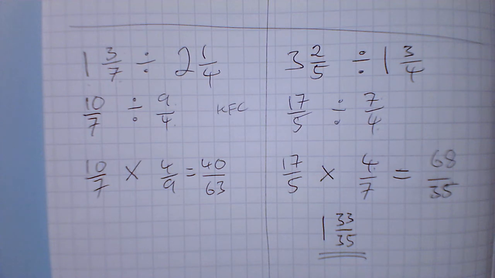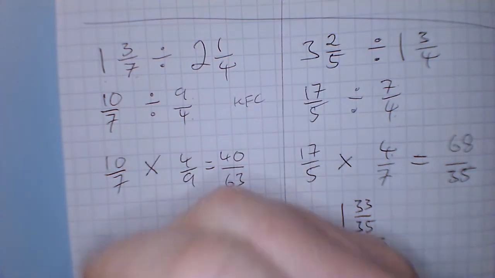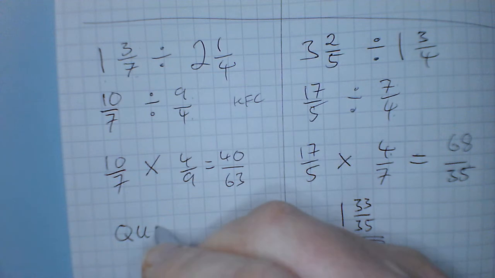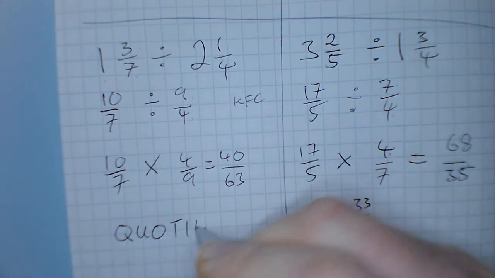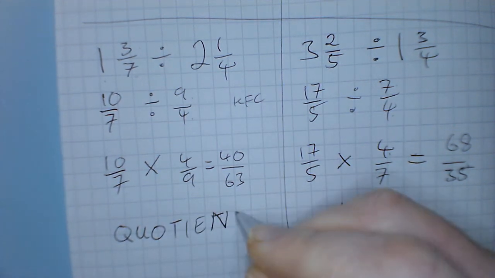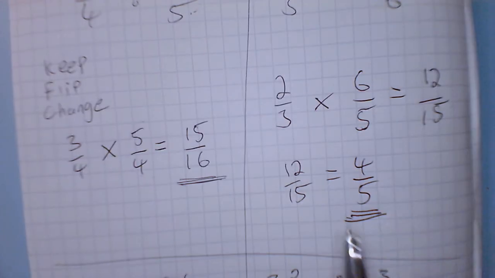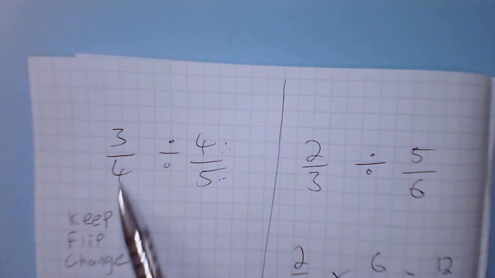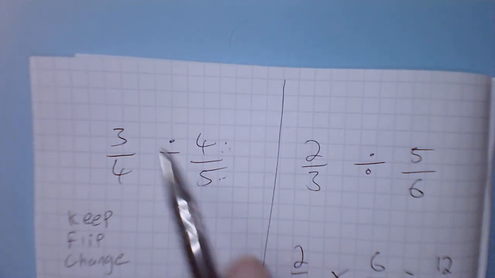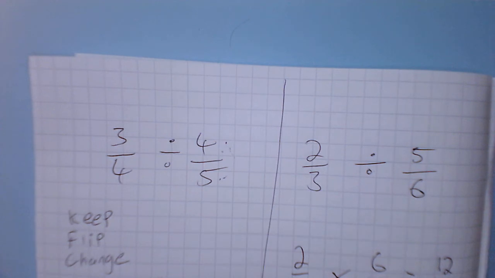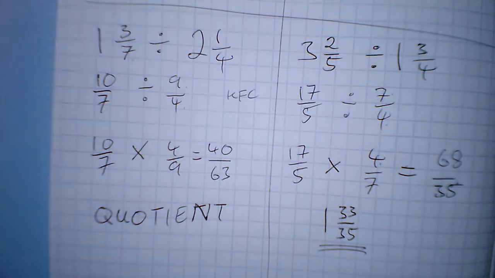A word of warning, you may see this word, which I'm just writing now. Except I can't write. If you see that word quotient, it might say find the quotient of x and y. That just means to do a divide. So I could say, if I wanted to, find the quotient of 3/4 and 4/5, and that would mean do 3/4 divided by 4/5. So if you see on the Hegarty Maths clips that word quotient, that's what you do. Okay, enjoy.